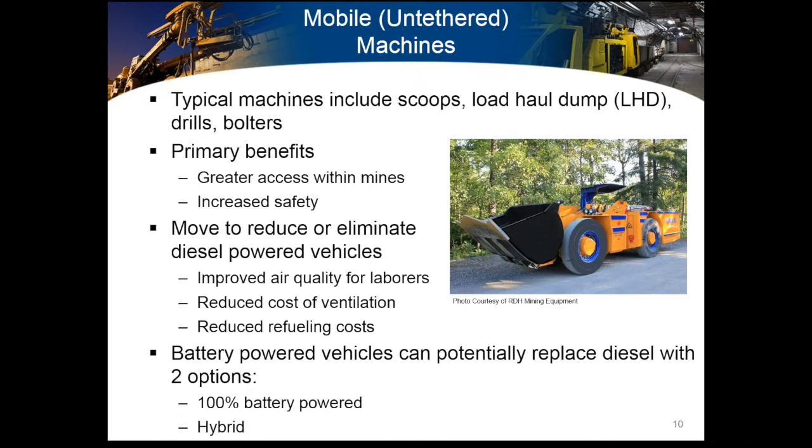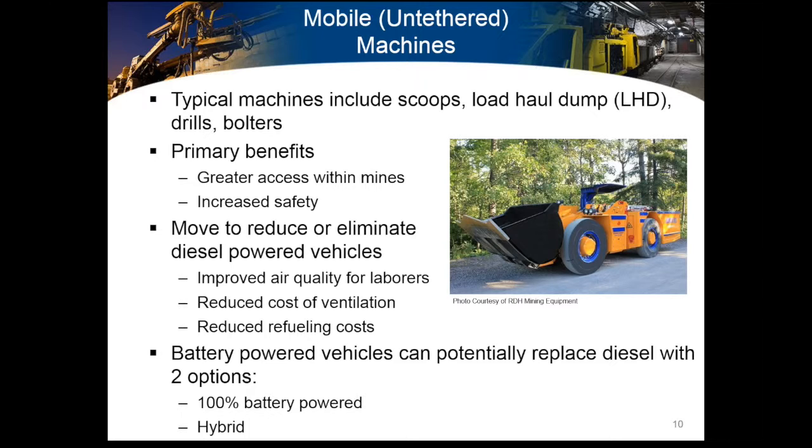Next, we'll look at what we call an untethered mobile machine. By untethered, we mean a machine that's self-propelled, either by electric or diesel power. Oftentimes, machines are tethered to a main power cable, and they have to run on a fixed route within the mine. So by going untethered, it allows greater accessibility and increased safety. Typical machines would be scoops, LHDs, bolters, drills.